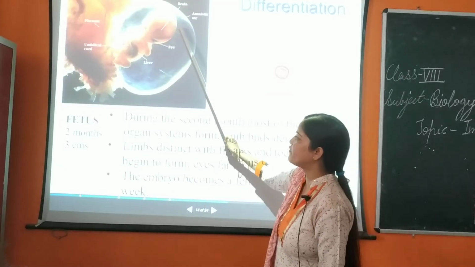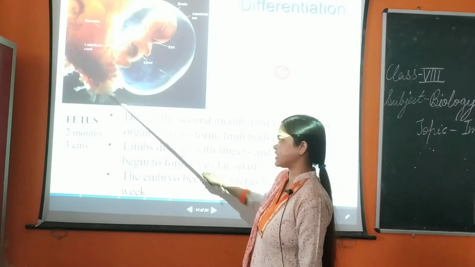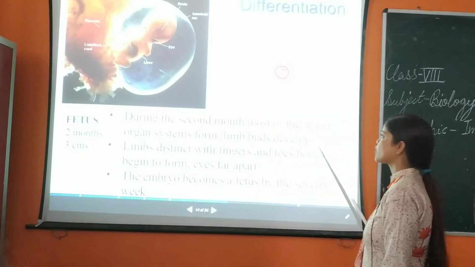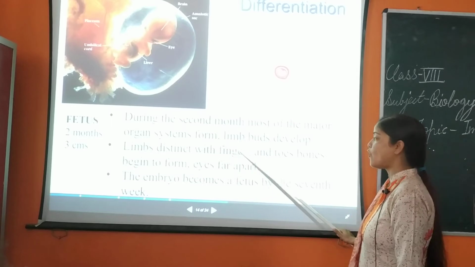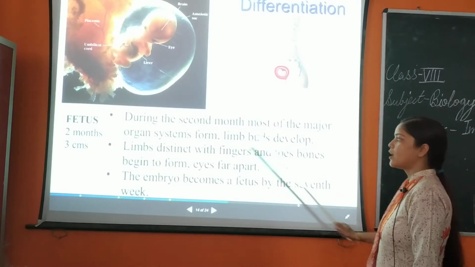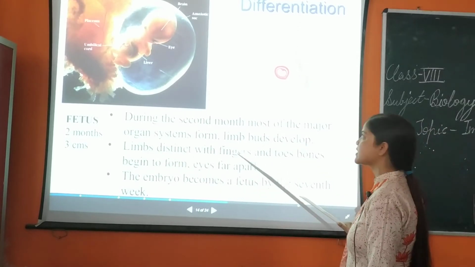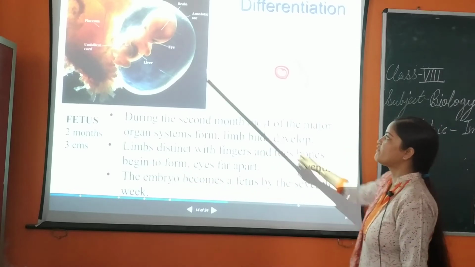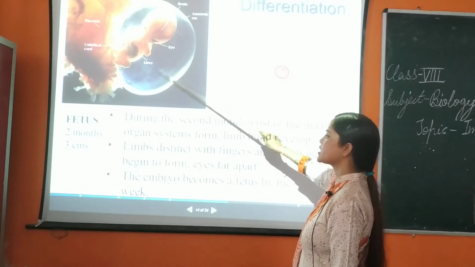Now this is the fetus. This is a 2 month fetus, that is of 3 centimeters. During the 2nd month, most of the major organ systems form, limb buds develop. Limbs distinct with fingers and toes, bones begin to form, eyes far apart.